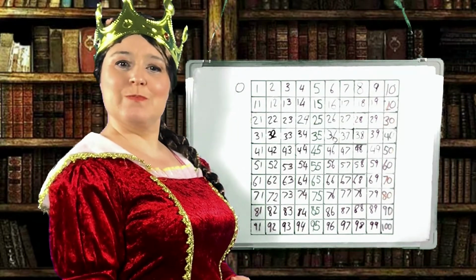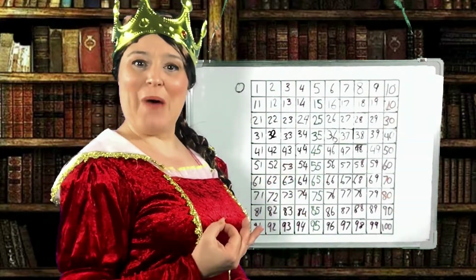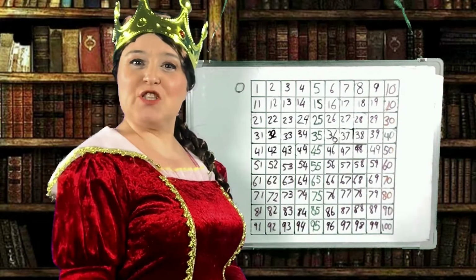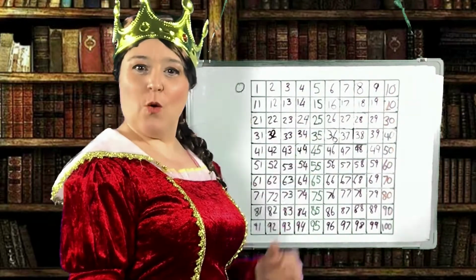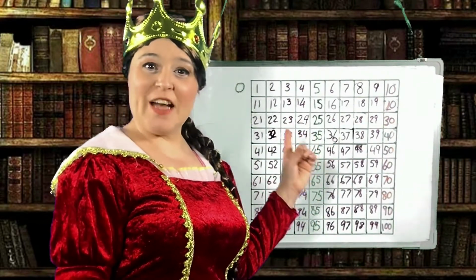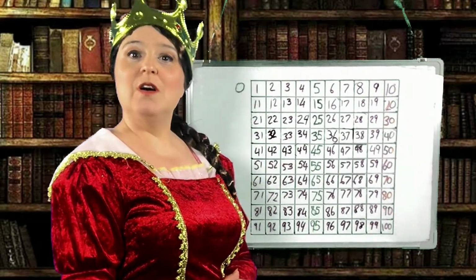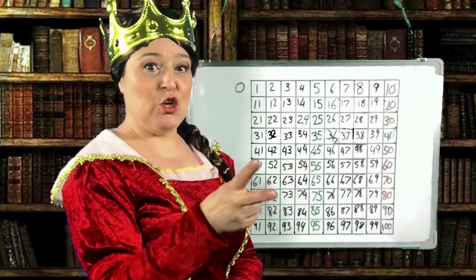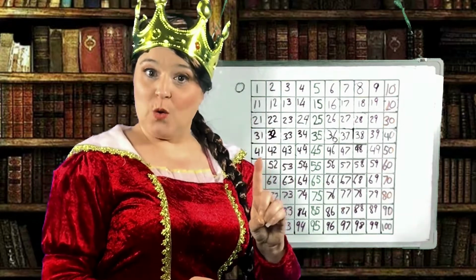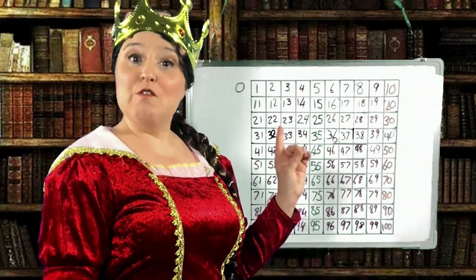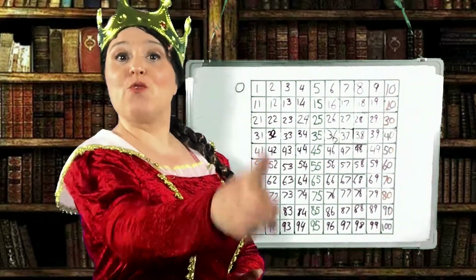Now, if I am counting backwards in multiples of 2, and I start from 24, so from 24, counting backwards in multiples of 2, what will the next 2 numbers be? Write them on your whiteboards.